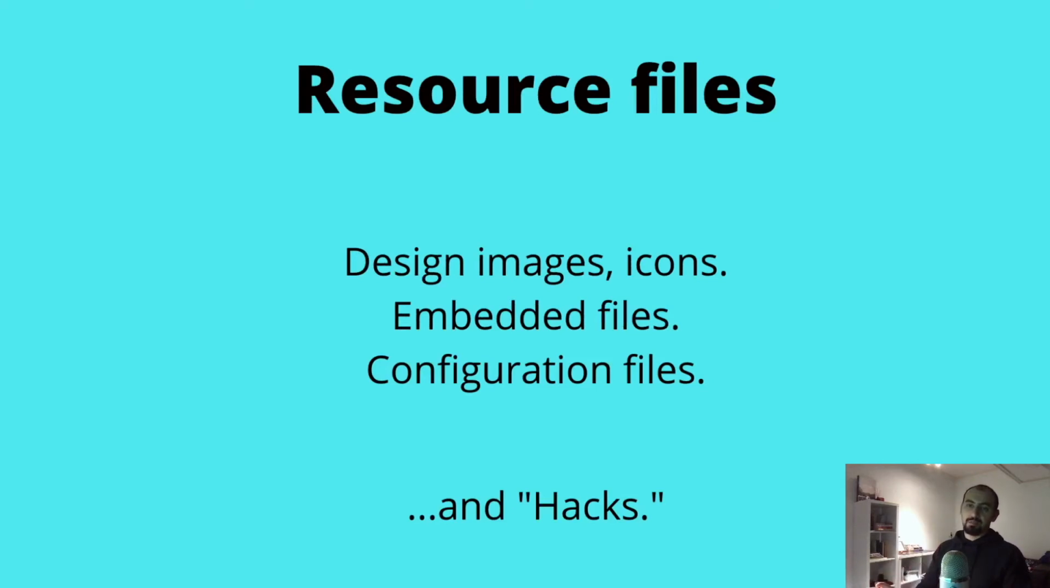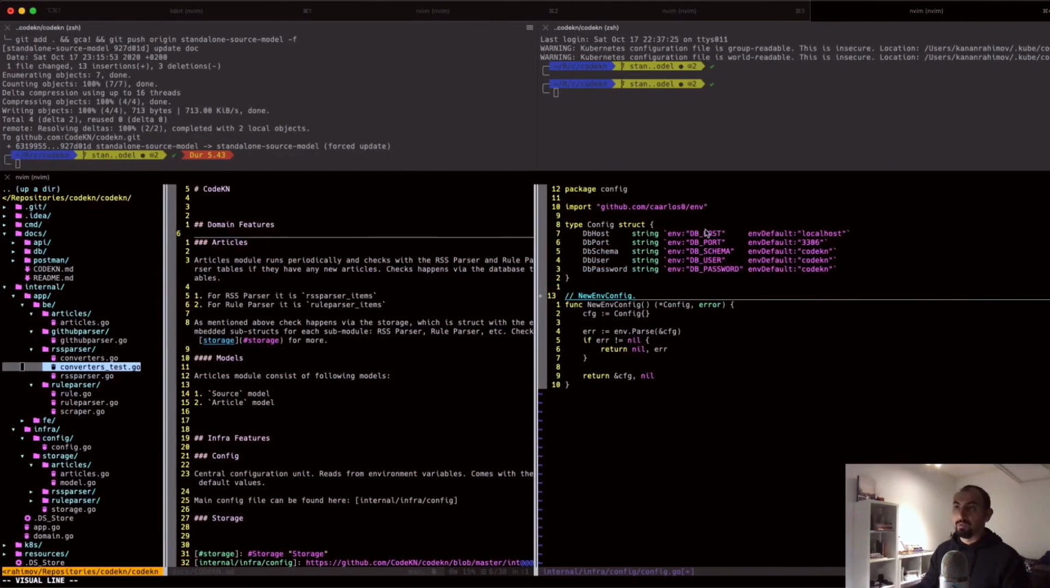And the last item, but not least, is our resource files. This is a bit of a broad topic. It also depends on the language or frameworks that you use. But for example, it can be design images or icons, or if you talk about executable binaries, it can be some embedded files that end up being part of your binary. Or simply, it can also be configuration files. For example, in my example, I have this folder.